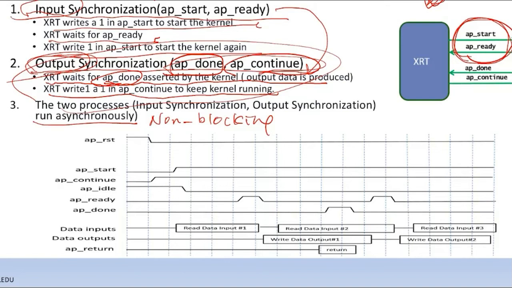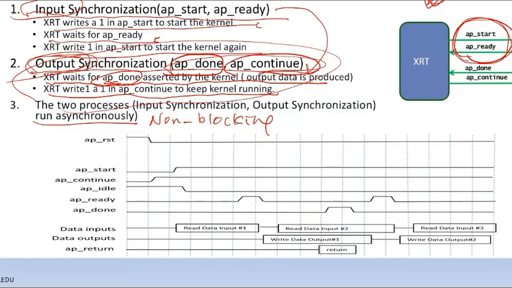So is it possible that the kernel keeps taking the input data but is not running, which means AP start is asserted but AP continue is not asserted? Yes. For example, to communicate with the host, the host has to transfer the data back to the host memory before you override the output data, right? Otherwise, if you continue generating the output, it may override the global memory. So when can you assert AP continue? When I have transferred the output data from global memory to host memory, then I can tell you AP continue, right?